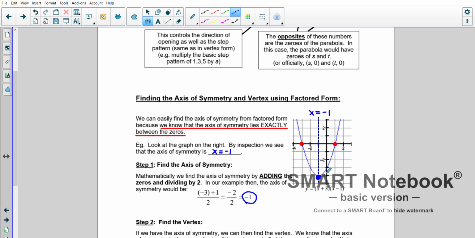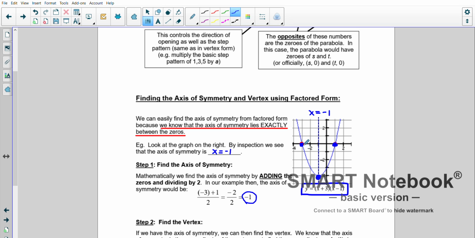So if I'm given this equation right here, this is the equation that we want to graph. Well, based on what we've just learned through these investigations, we know that the zeros are the opposites of these. So that's why I have a zero at minus 3 and positive 1. So I want the vertex. Well, I know that the vertex is going to occur right in the middle of the zeros.